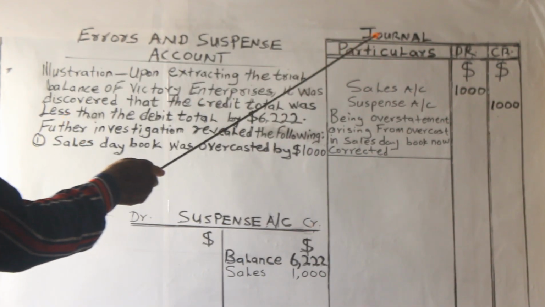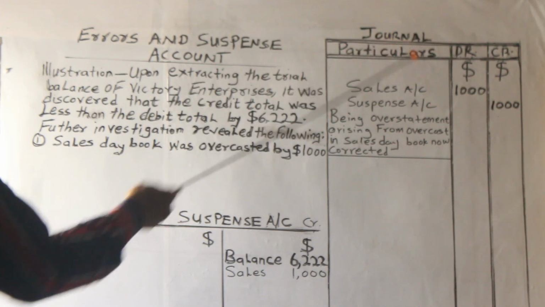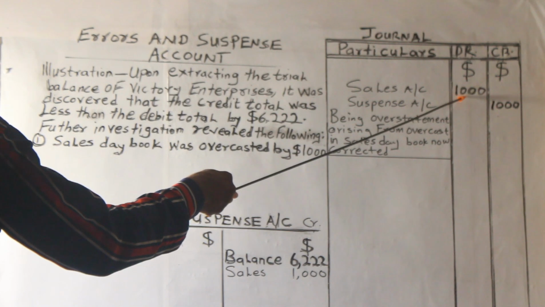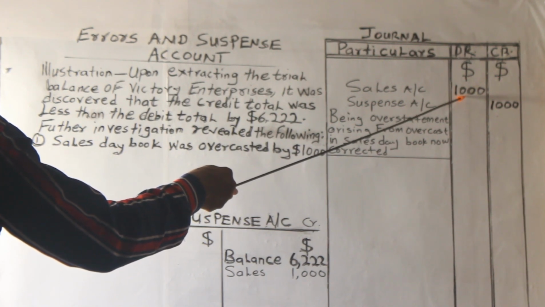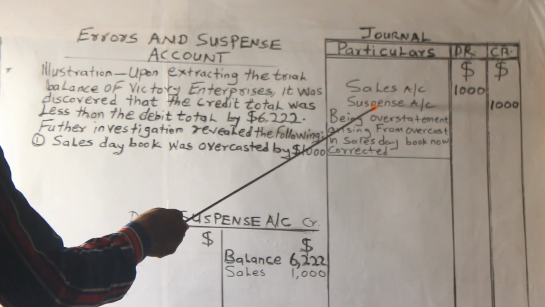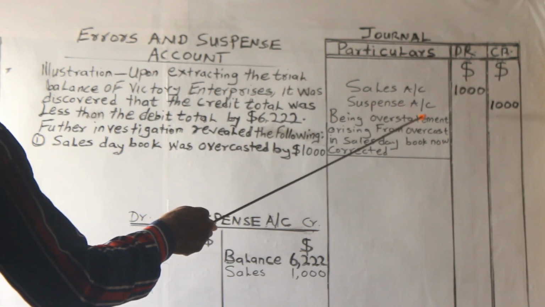So going to the journal, which is just like our trial balance, you can see that the sales account has been debited. That was exactly the recording that took place in the sales account. If you go back to the sales account that I used in demonstrating the correction, you will see that it was debited, and that's exactly what we have shown here. And the Suspense account was credited.